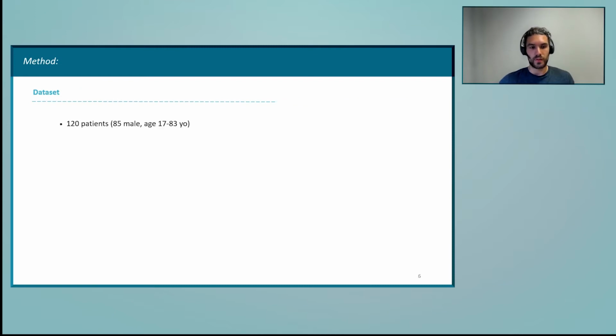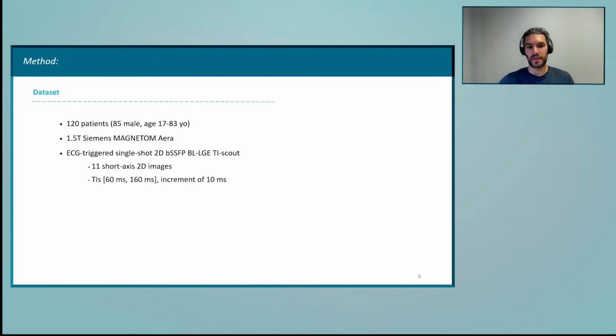So for the data set, we retrospectively collected 120 patients that underwent CMR for known or suspected ischemic disease at 1.5 Tesla. We have our TI scout that consists of 11 short axis 2D images with TIs from 60 to 160 milliseconds with an increment of 10 milliseconds, as I showed you before. And after this, we have the actual fast 2-minute free breathing motion compensated T1 rho black blood acquisition.